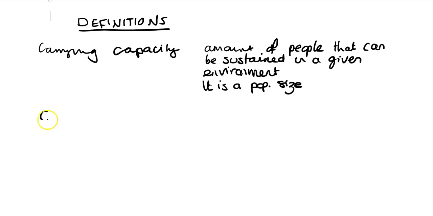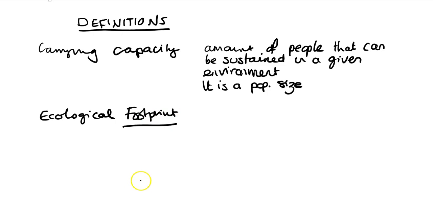With an ecological footprint, then, we're talking about an area of land. And you can remember this because the footprint is all about how big is this footprint. Okay, is it very big? Are you making a big dent on the earth? Or is it a very small, little, hardly making any impact kind of footprint?